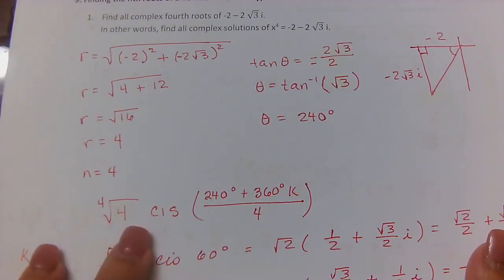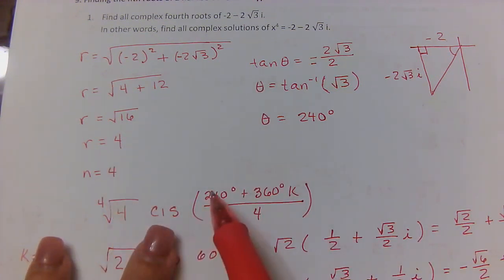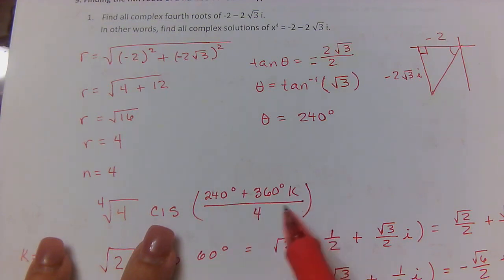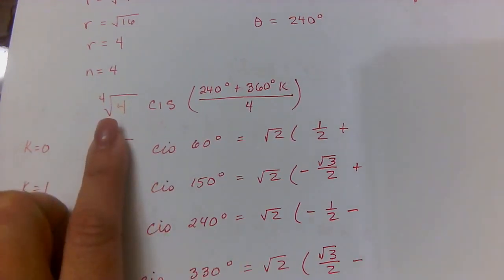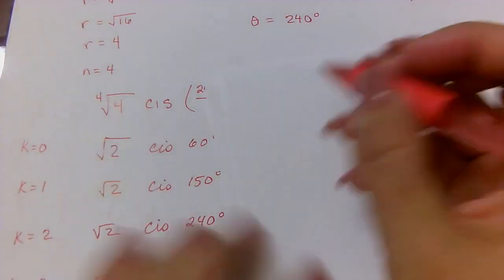It's going to be the fourth root of r, which is 4, cis theta, which is 240 plus 360k, all divided by n, which is 4. Okay. And then we're going to evaluate this. This is a little harder to see, but I'm going to go ahead and do that for you over here.